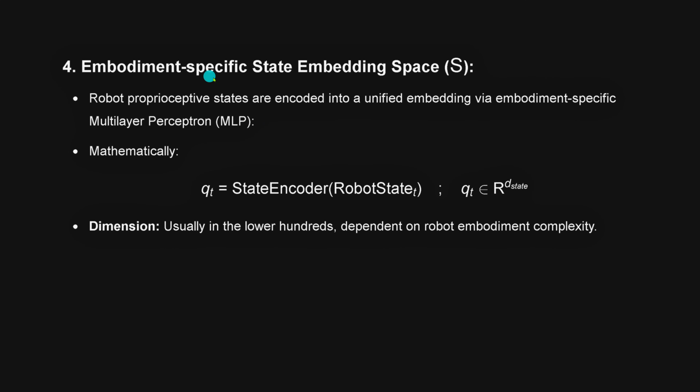So we have here the robot state encoded in a unified embedding via an embodiment-specific multi-layer perceptron. What? Not even a transformer. No, we go classic. I mean, Nvidia goes here with the simplest possible neural network, a multi-layer perceptron. Dimension, usually in the lower hundreds, depending on the robot's embodied complexity. How many actuators you have per arm, per leg, per whatever you have in this robot. This is in the lower hundreds. I think it's a good idea, but just an MLP, beautiful.